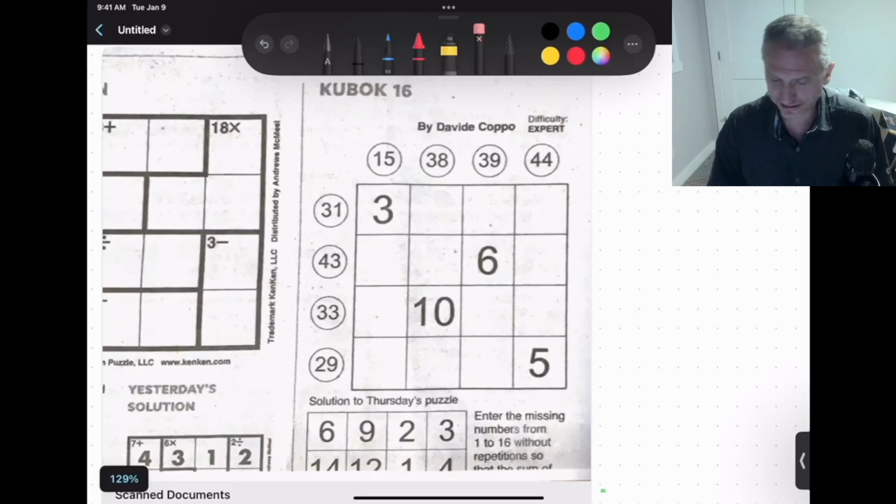Today we have the Kubok 16. This is the off of, I believe, the Friday, August 25th puzzle. I'm going to show you how this one is done. Kubok 16 is one of my favorite games.